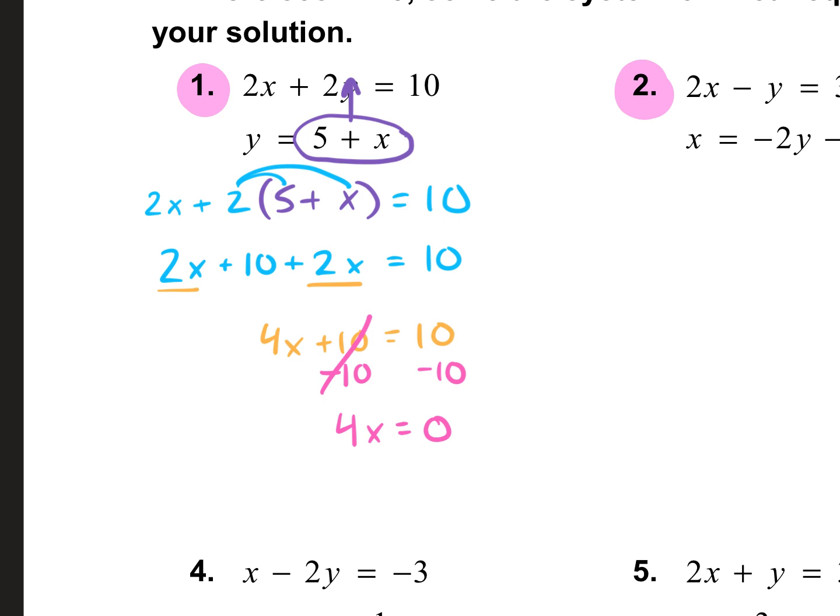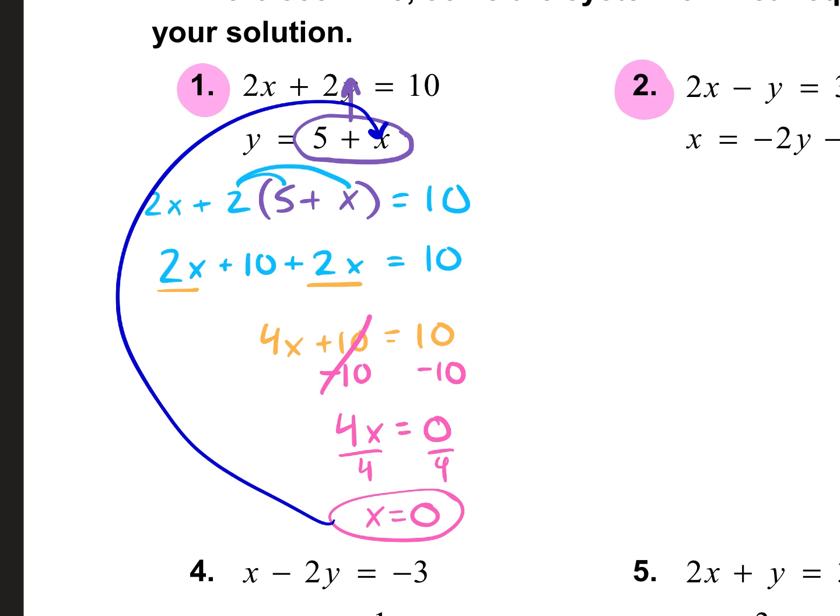So what do I have to do next? Divide by 4. What is 0 divided by 4? 0. So what is x equal? 0. Perfect. Am I done? No. That's just half the question. Awesome. We want to plug it into the second one. The second one looks a little bit easier, so that's probably why you chose the second one.